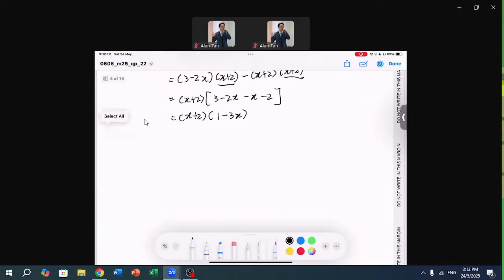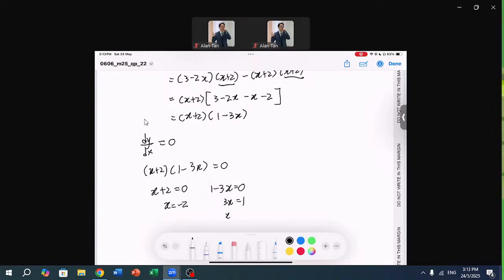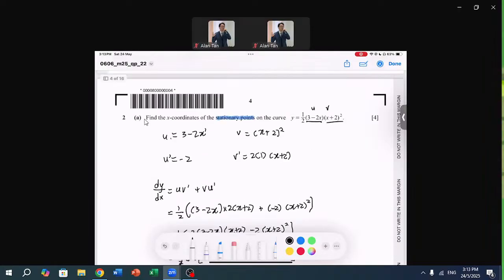Now stationary points mean that dy/dx equals 0. This means (x plus 2)(1 minus 3x) equals 0. x plus 2 equals 0, x equals negative 2. 1 minus 3x equals 0, 3x equals 1, x equals 1 over 3, giving you the two x coordinates.